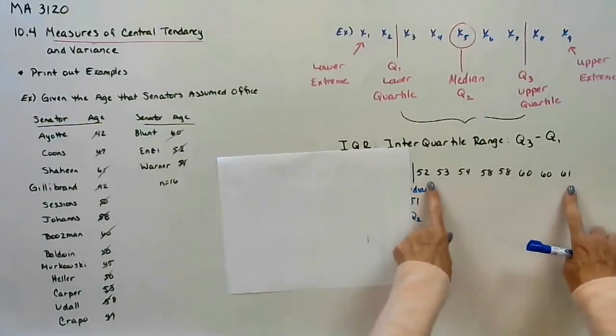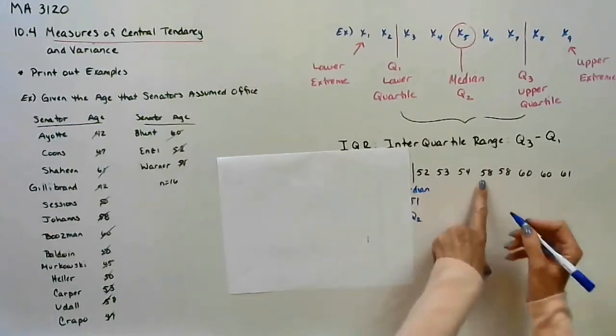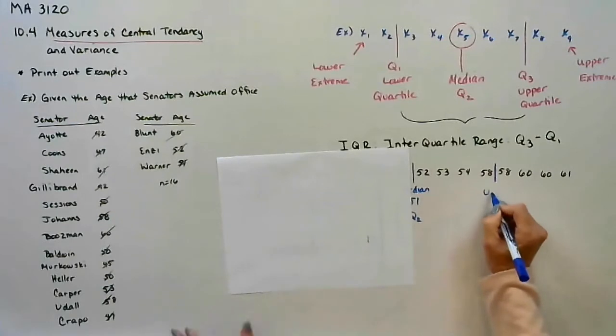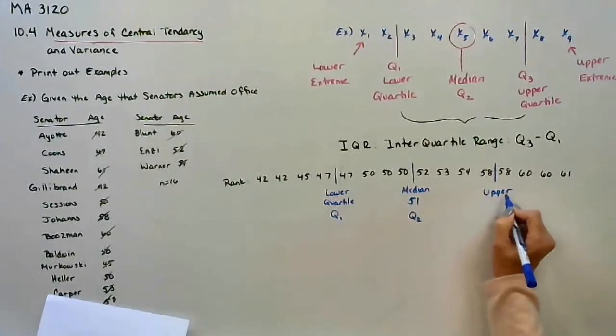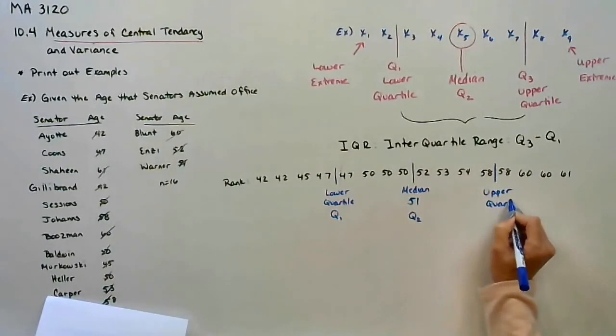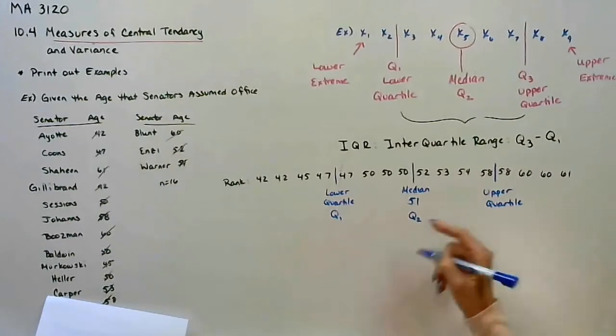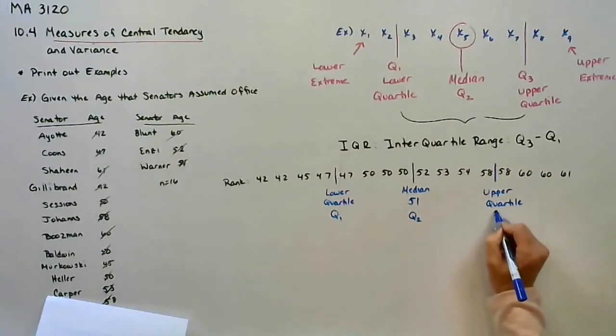And then we do the same thing on the other end. Well, again, we already know there's going to be 8 of them. Half of 8 is 4. So it looks like I'm splitting 58 and 58. So this upper quartile, okay, will be, oh, I forgot to write that one down, will be 58.